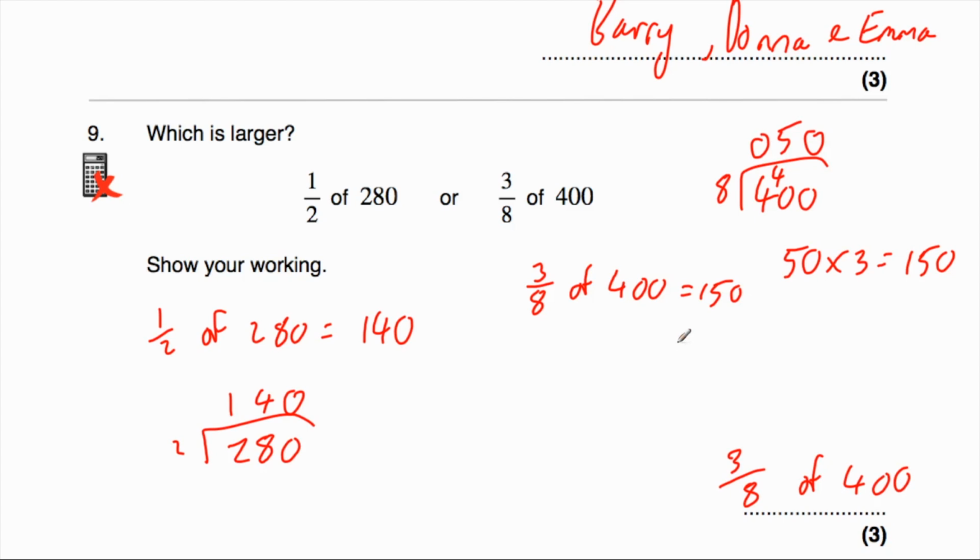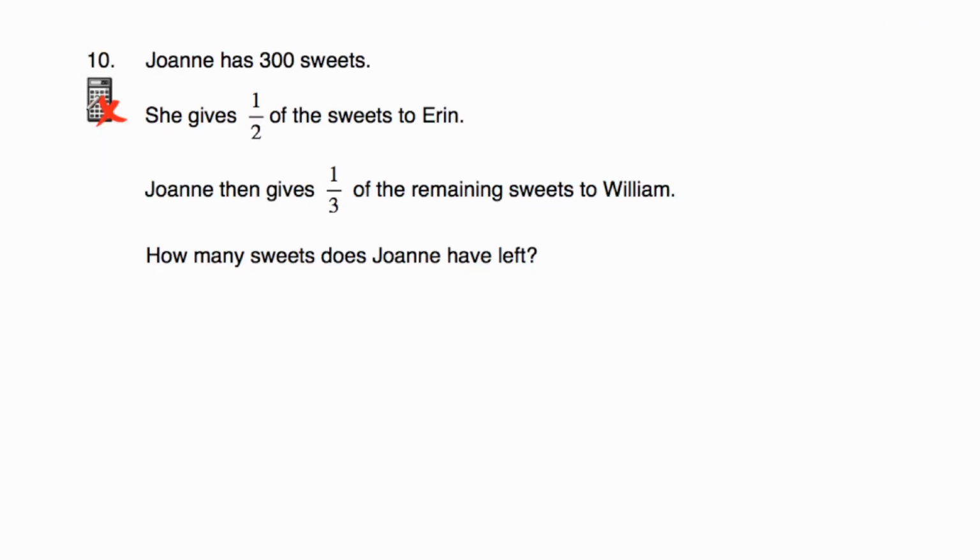And that's it. Okay, let's have a look at our next question, question number 10. Question number 10 says, Joanne has got 300 sweets and she gives half of the sweets to Erin. Joanne then gives a third of the remaining sweets to William. How many sweets does Joanne have left? First of all, she starts off with 300 sweets and she gives half of those to Erin. So let's work out how many sweets she gives to Erin.